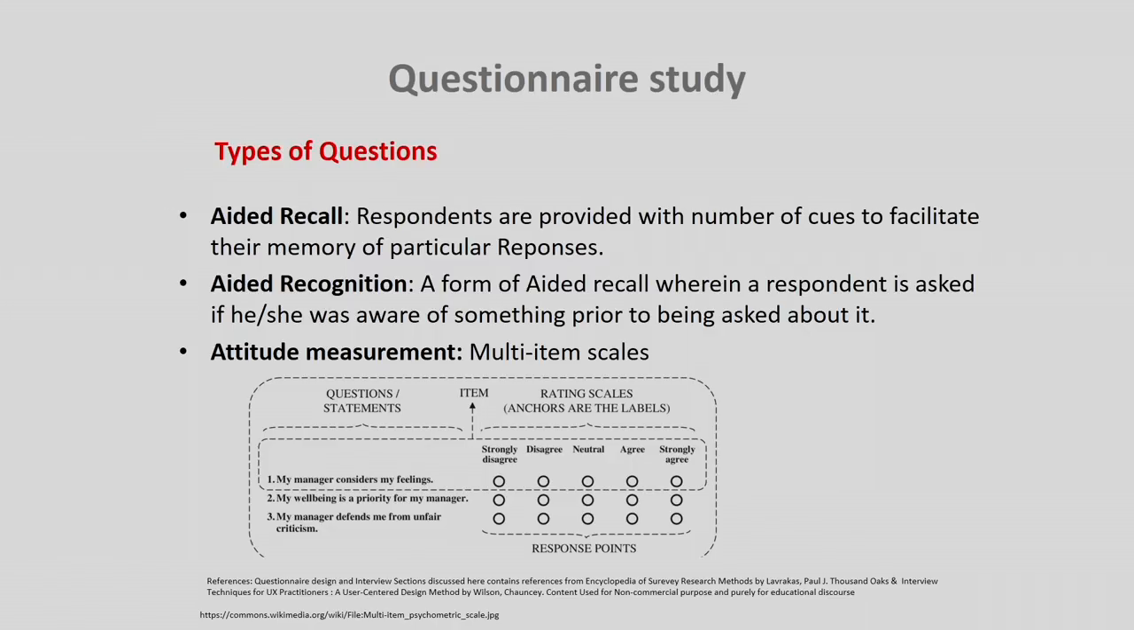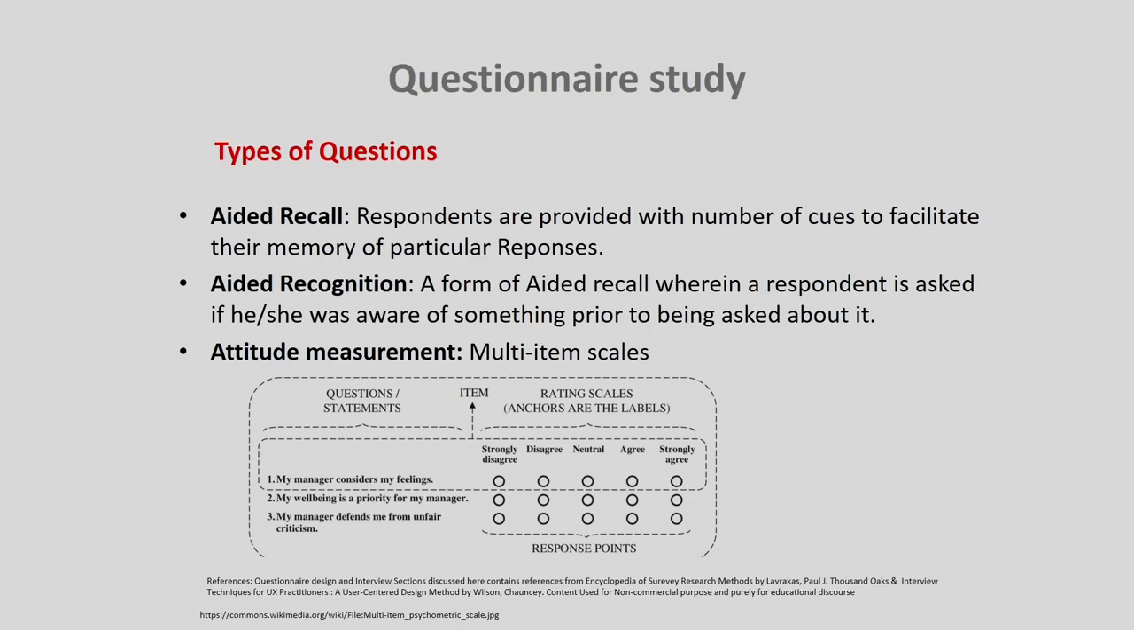Now, for your benefit, let us discuss some types of questions through which you can design a good questionnaire. What are the types of questions that you can use in your questionnaire? Questions like aided recall. Respondents are provided with a number of cues to facilitate their memory of particular responses. So, aided recall means when you ask a question, you provide cues for the respondents to answer that question. For example, cues can be a memory mark or a landmark.